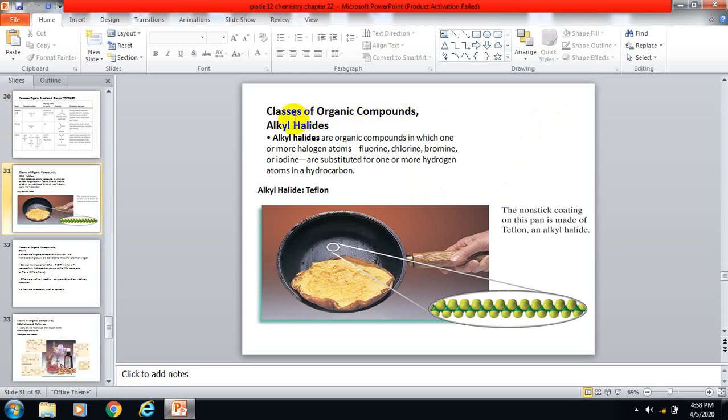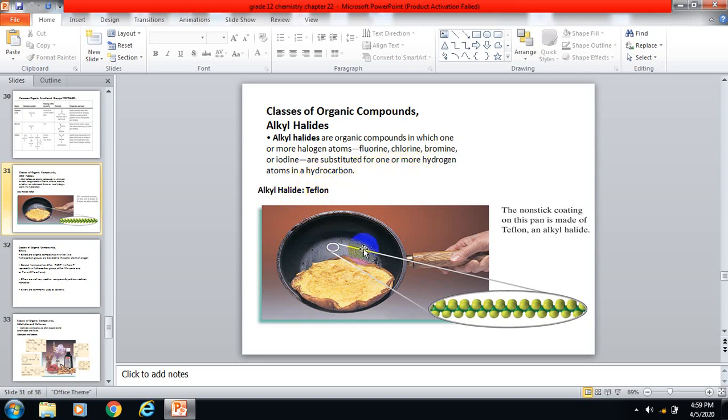Classes of organic compounds. Alkyl halides. Look at alkane, triple bond will be here. Alkyl halides are organic compounds in which one or more halogen atoms, fluorine, chlorine, bromine, iodine, are substituted for one or more hydrogen atoms in a hydrocarbon.